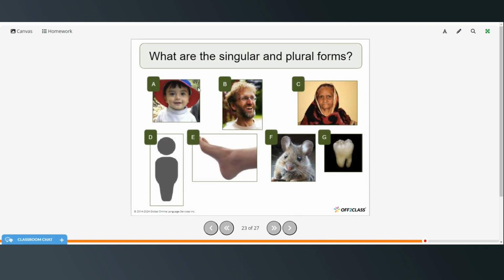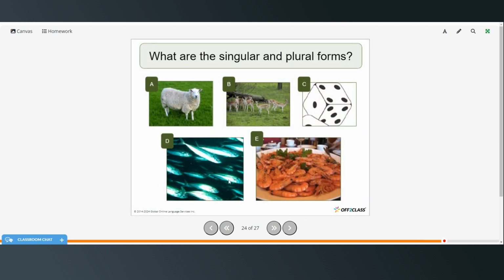All right, again, so let's review the singular and plural forms. So child, children, man, men, woman, women, person, people, foot, feet, mouse, mice, tooth, teeth, sheep, sheep, deer, deer, dice, dice, fish, fish, shrimp, shrimp.